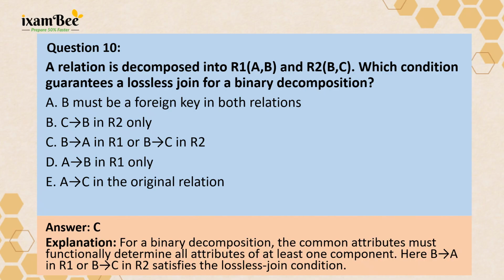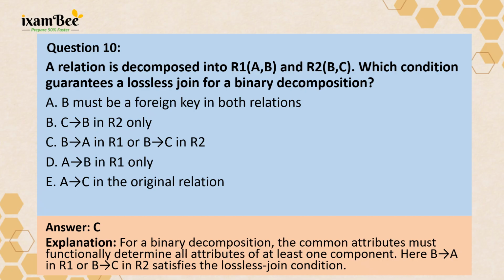The correct answer here is C, B to A in R1 and B to C in R2. For any binary decomposition into R1 and R2, the lossless join test comes down to the common attributes. Here, that's B, since it appears both in R1 AB and R2 BC.